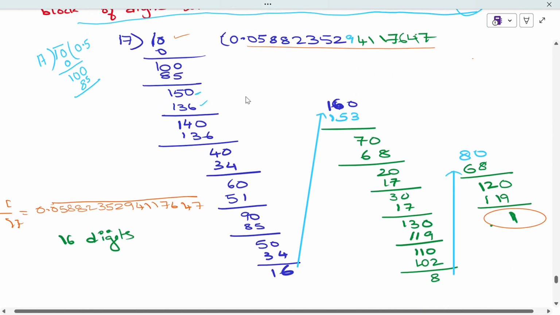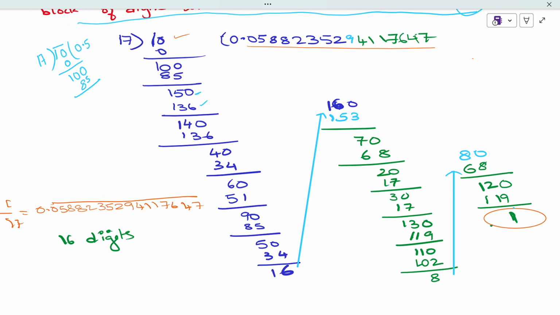Next, here you got the 1. So from here onwards, the numbers are repeated. The decimal places will be repeated. So again 1 you got, and 1 means again we place 0 and 17 zeros are 0. From here onwards, it will be repeated. So we stop here and write the bar from this one, since from here onwards it is repeating.